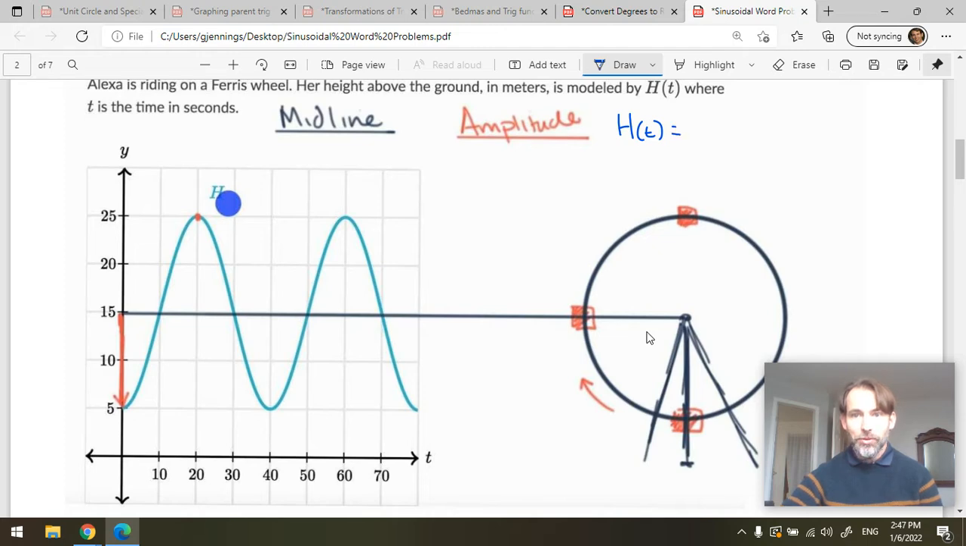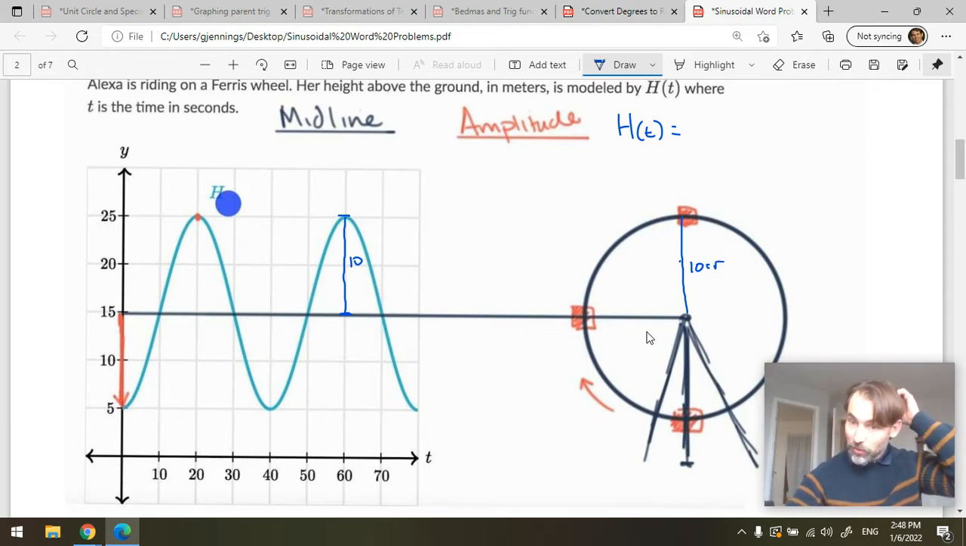It's going to be equal to, well, we want to know, first of all, the amplitude. What I want you to notice here is that the amplitude is from the midline up to the maximum or the minimum, doesn't matter. We can see that that's 10. That tells you that this has a radius 10. This Ferris wheel has radius 10. That's its radius. Equals the radius. And so that's the amplitude.